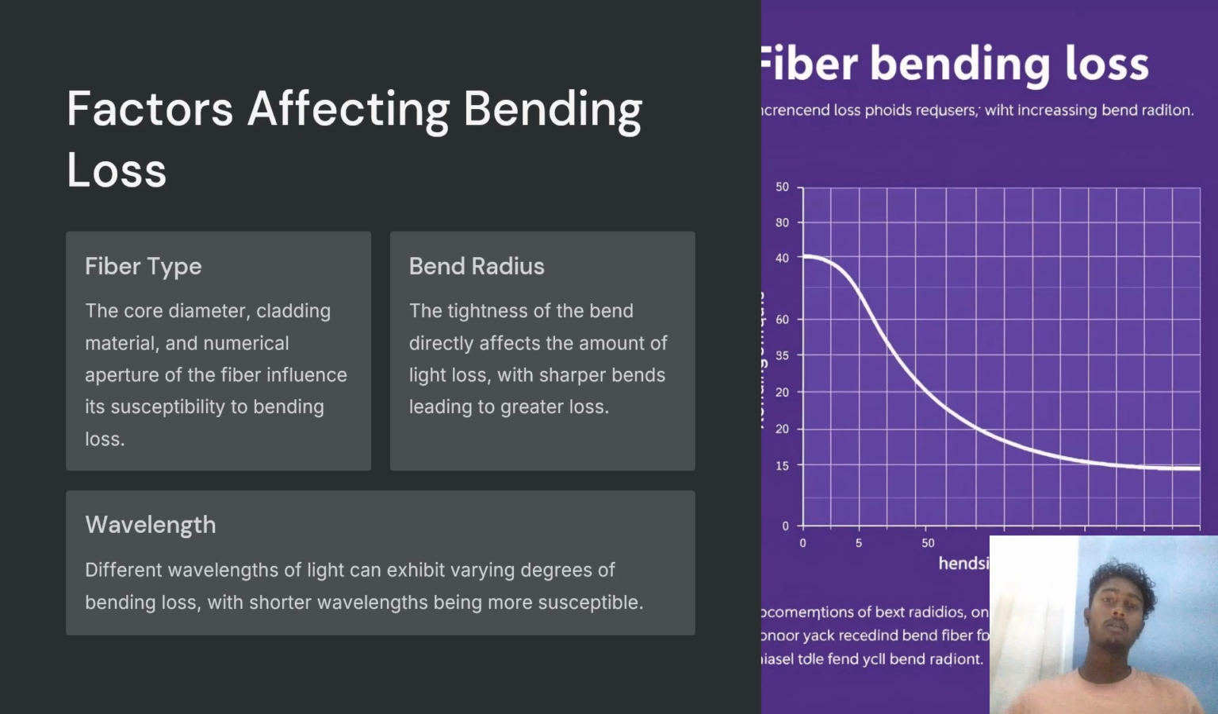Factors affecting bending loss: fiber type, core diameter, cladding material, and numerical aperture of the fiber influence its susceptibility to bending loss. Bend radius: the tightness of the bend directly affects the amount of light loss, with sharper bends leading to greater loss. Wavelength: different wavelengths of light can exhibit varying degrees of bending loss, with longer wavelengths being more susceptible.